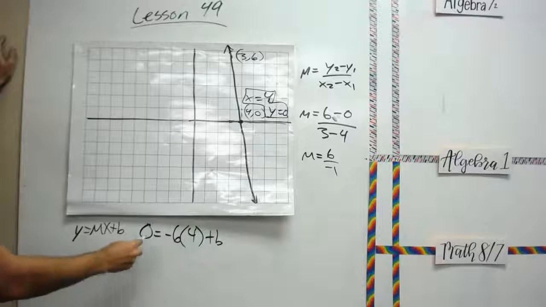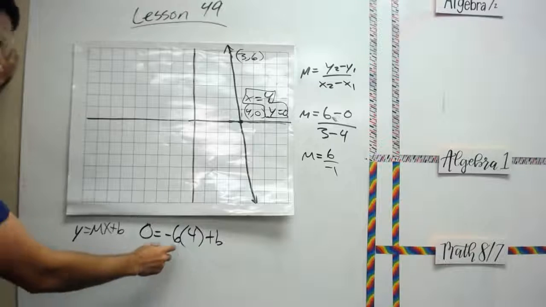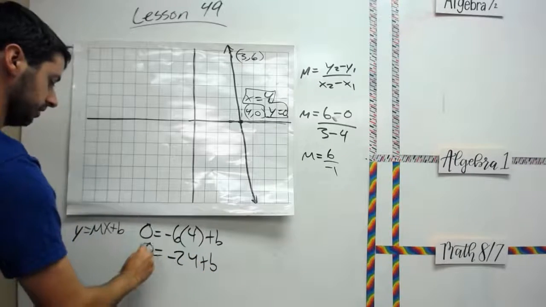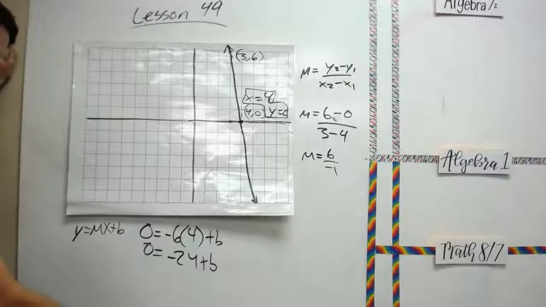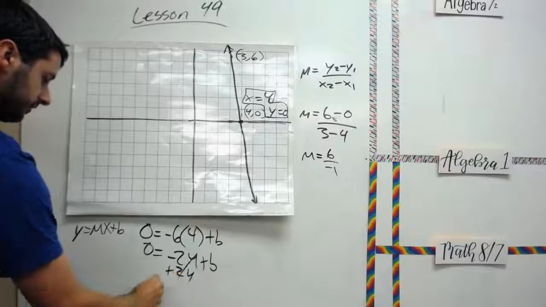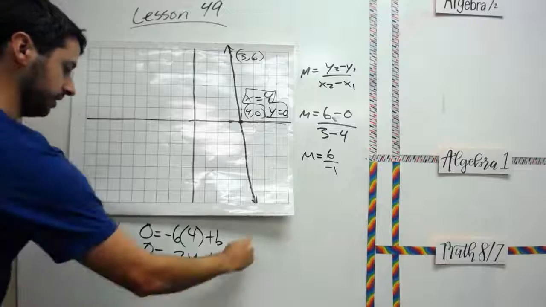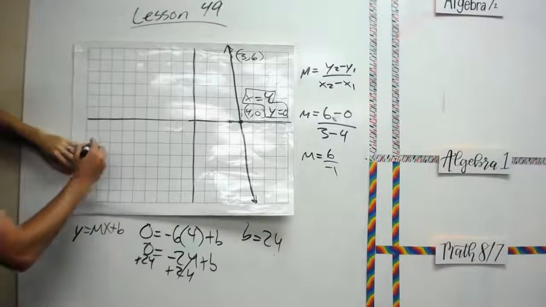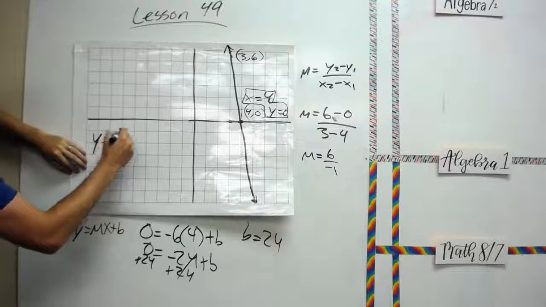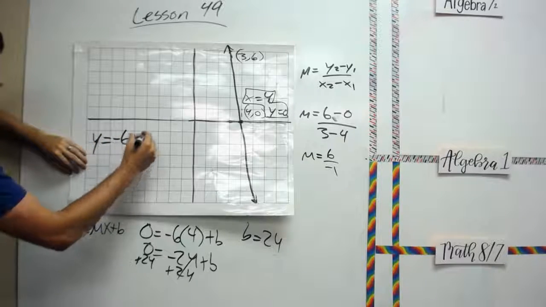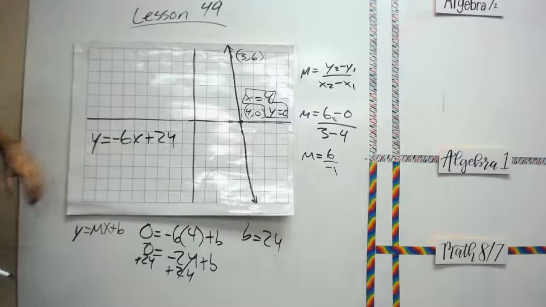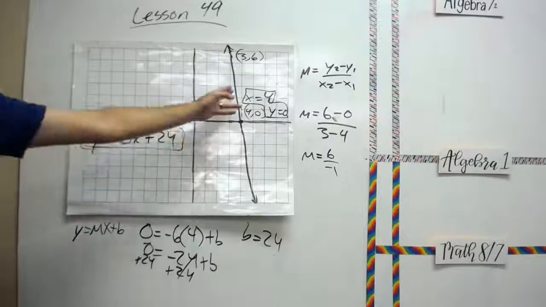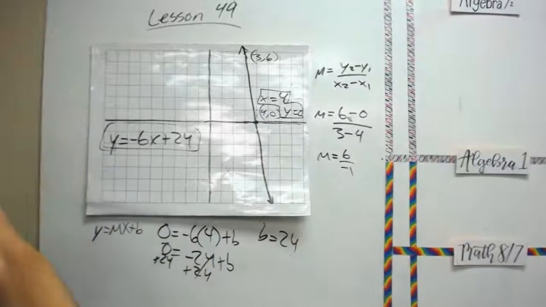So we have 0 equals negative 6 times 4, negative 24, plus b. Add 24 to both sides, and we find that b equals 24. Therefore, the equation of our line would be y equals negative 6x plus 24. And that's how you do these linear equations, but it's just a little bit longer. You've got to find two coordinates to be able to figure out the slope.